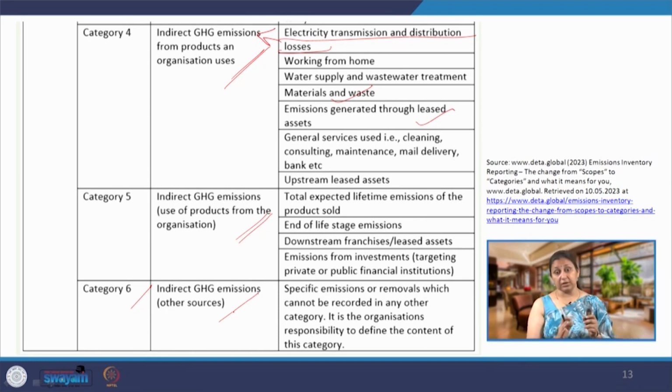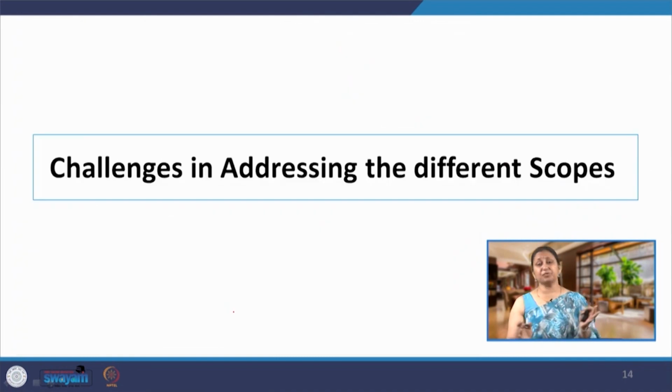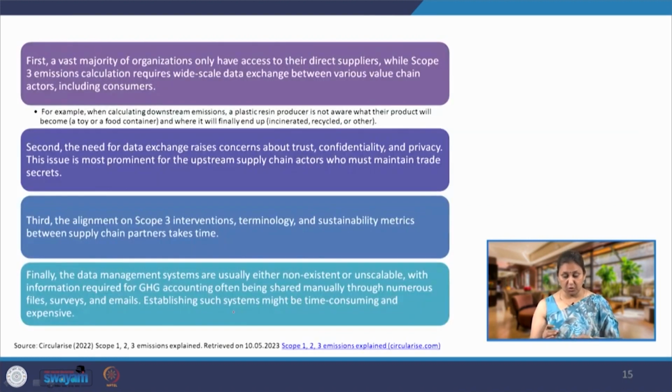So, this scope 3 has been further divided into categories for ease of understanding, and yet there are several forms of emissions, several sources of emissions which cannot be covered in some of these categories, and that is why we clearly made this category 6. Once we have understood this, by this time you would have already understood that there are so many challenges in understanding and addressing the different scopes.